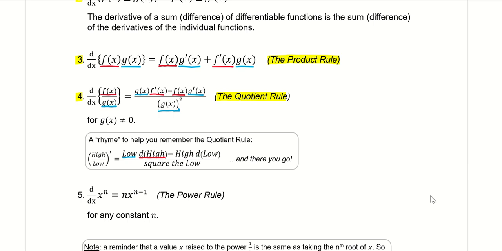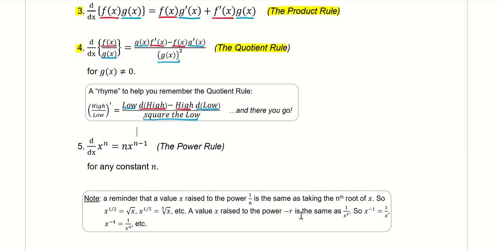Getting my colors mixed up. And then on the denominator we have square the low, and there you go. So low d high minus high d low, square the low, and there you go. That's still in my head, so if that helps you, I put it in there for us.